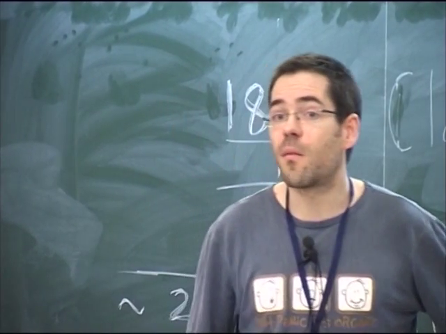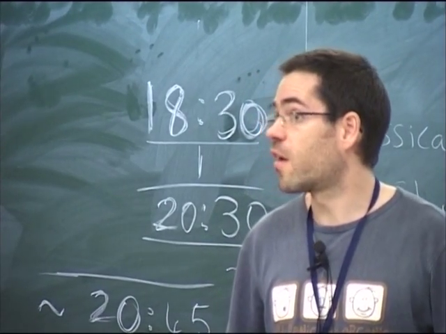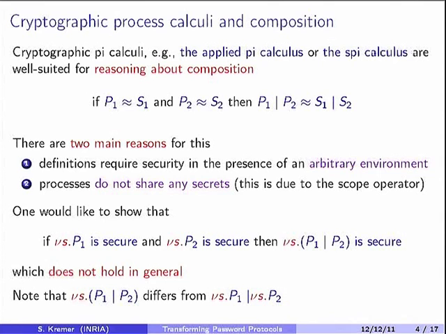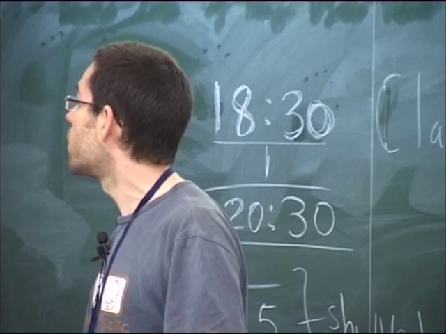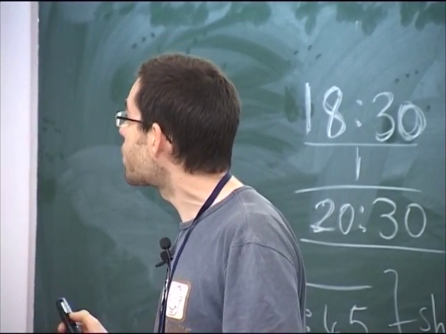So the first one is that by definition, when we are defining security, we're defining it as security in the presence of an arbitrary environment. Basically, it's any adversary that I can write in such a pi calculus. Because if there is another protocol that would induce an attack, then the adversary could simulate this protocol.